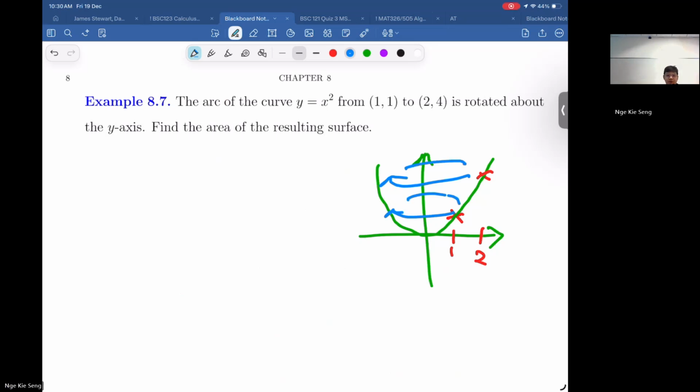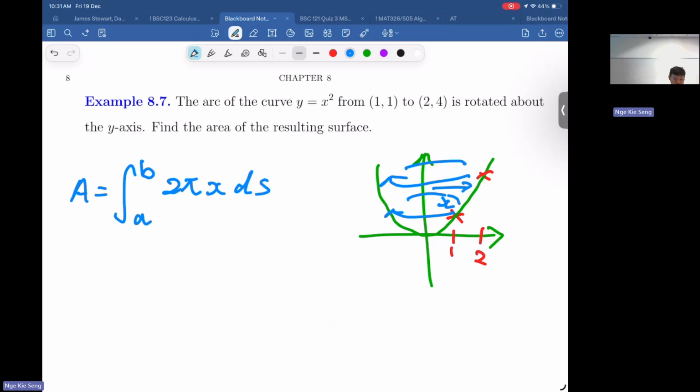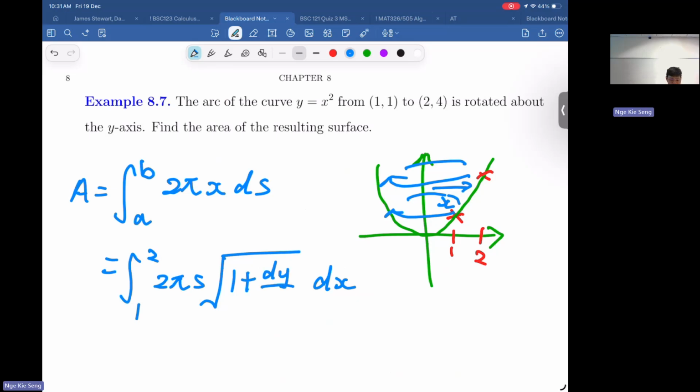Okay, so in this case you rotate about the y-axis. So your radius is just your x. Okay, and then your dx will still be the same. So your formula would be the area, integrating from a to b of 2 pi x dx. So a to b here is, it's still the dx direction, from 1 to 2, 2 pi x, but here the square root becomes 1 plus dy over dx.